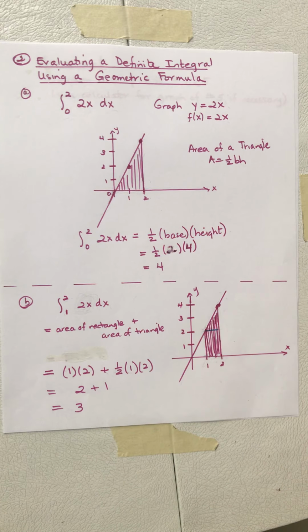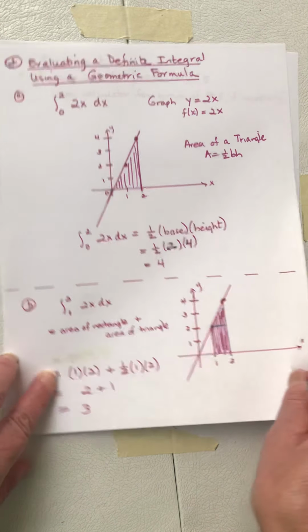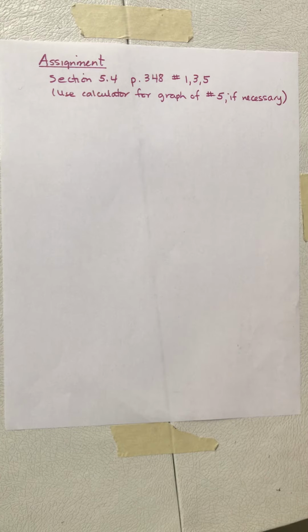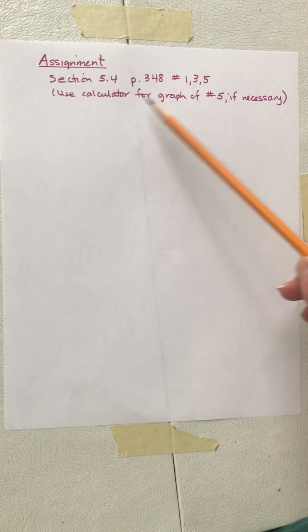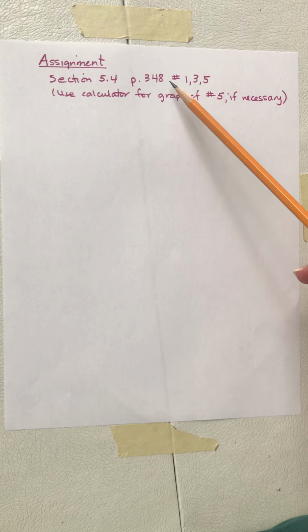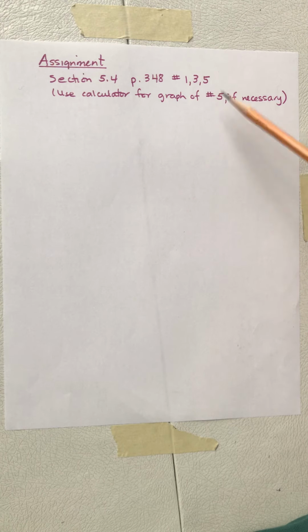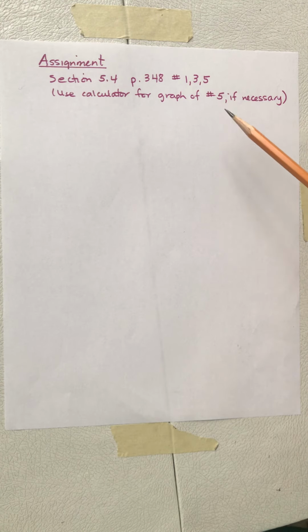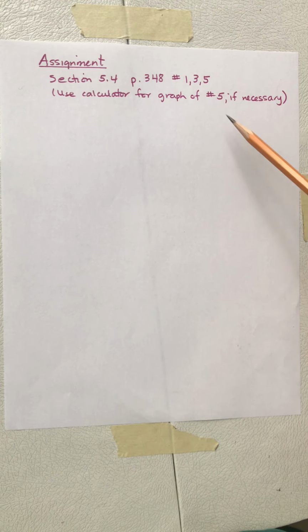All right, so I have a few of these for you to practice tonight, and they come from section 5.4, page 348, numbers 1, 3, and 5. So you're going to do the same thing. You're going to draw the function, and then you're going to draw the shaded region in, and then you're going to use a little geometry to find the answer.